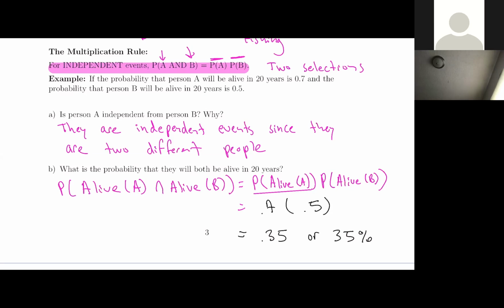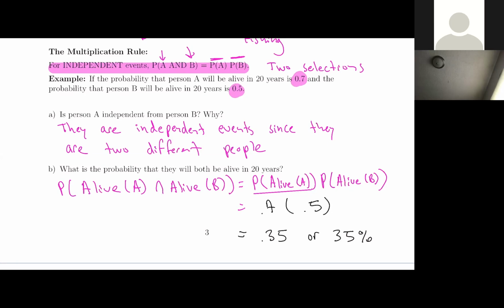Wait, how did you get the 0.7 and 0.5? So the 0.7, if you remember, is here. Oh, okay. The 0.5 is right over here. Okay, I got it. Never mind. Yeah. Any other question for this example?